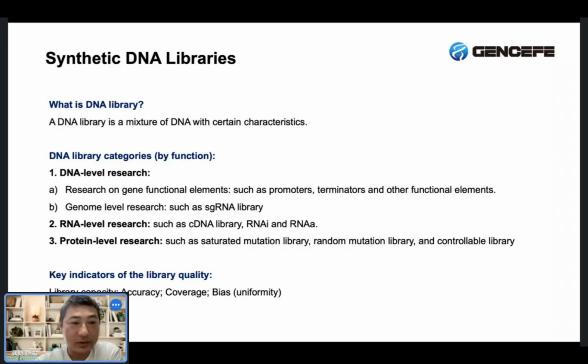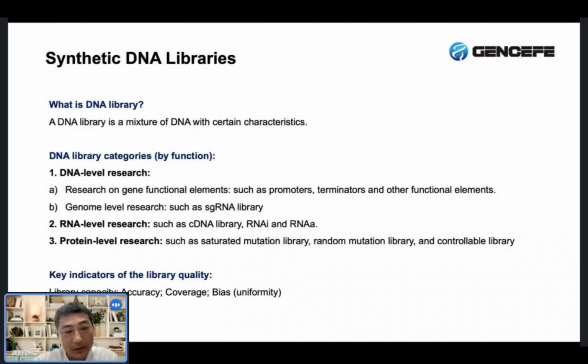We can briefly group the DNA libraries into these categories: DNA level research, RNA level research, and protein level libraries. With the DNA level libraries, we can investigate DNA functions, investigate the promoters, terminators, and any cis-functional elements. And also sgRNA libraries. An sgRNA library is used to investigate gene knockout and knock-in on a genome-wide scale. And the RNA level library contains cDNA libraries, which are derived from mRNAs. And the protein level library is the major part of this talk. I will talk about the mutant libraries, either random mutant or controlled mutant libraries.